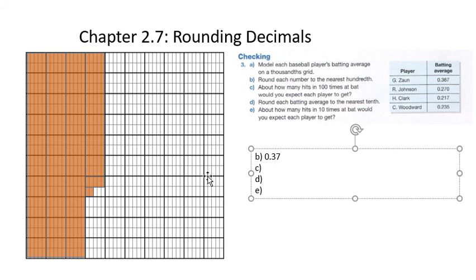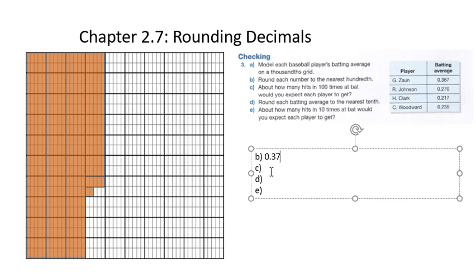Those two would be equivalent. They have the same value. 0.37 is equivalent to 0.370, but they can have different meanings. For this question, they are equivalent. But in future questions, you're going to see how those two numbers are in fact different.